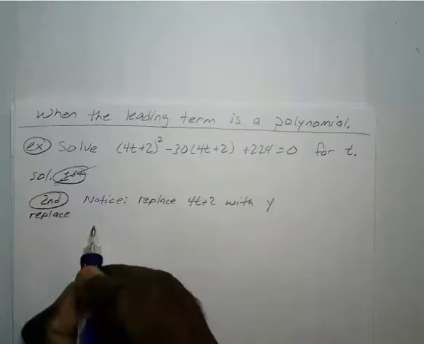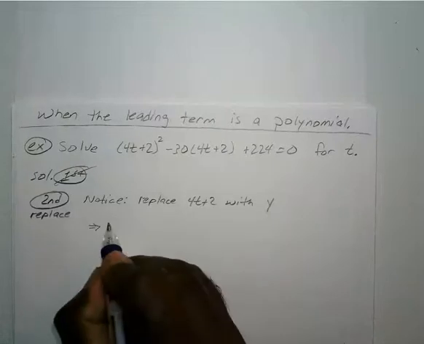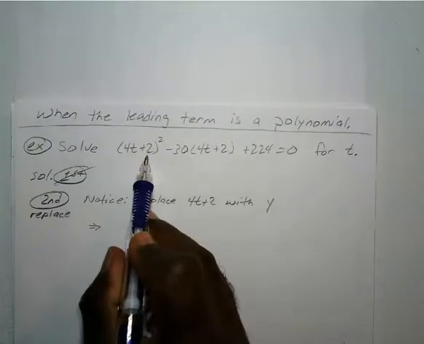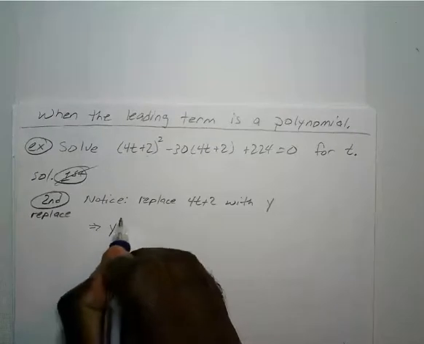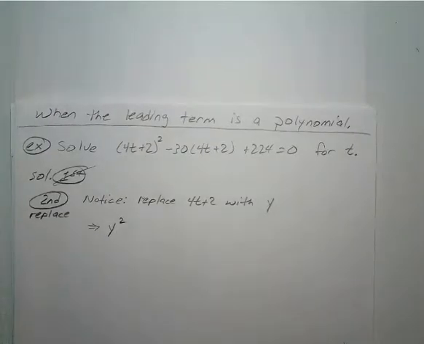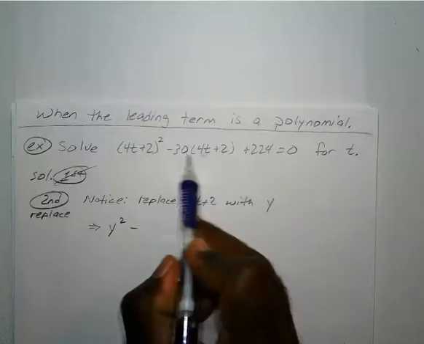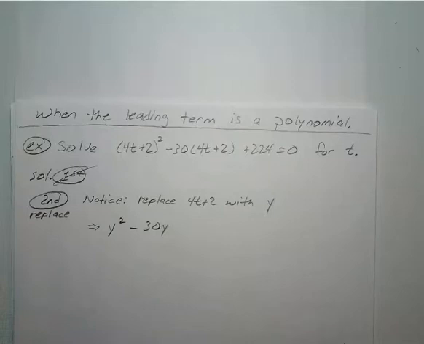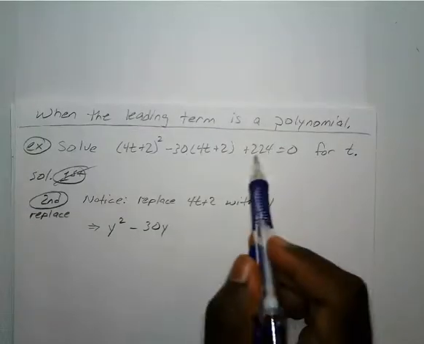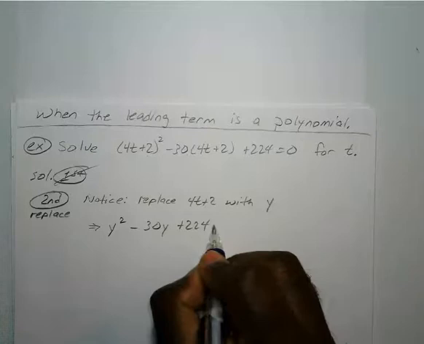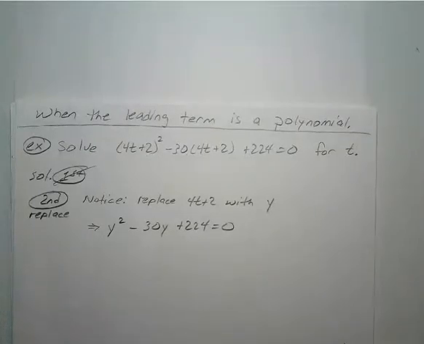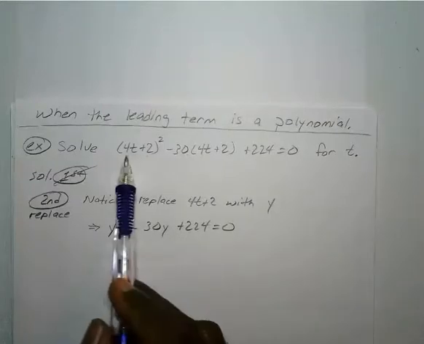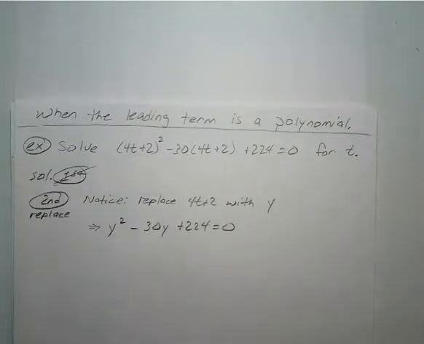Now once you do that, instead of (4t+2) squared, you'll end up with y squared. And instead of minus 30 times (4t+2), it'll be minus 30y plus 224 equals 0. Okay, so we've gone ahead and replaced our polynomial factor. And now we just go ahead and solve that.